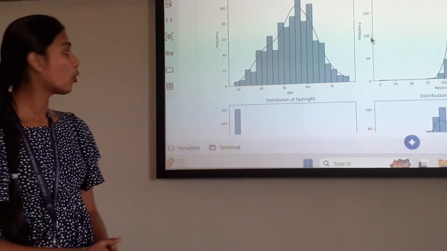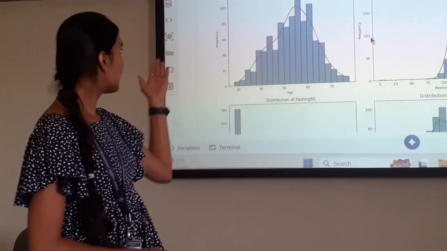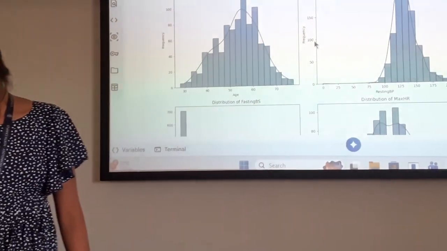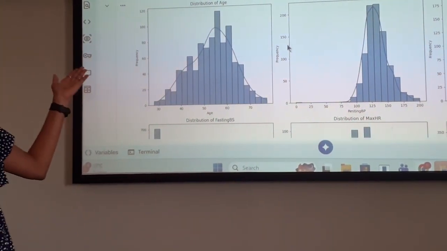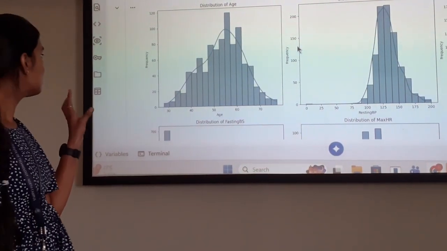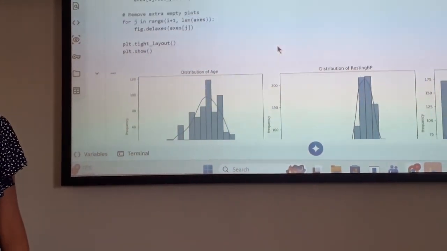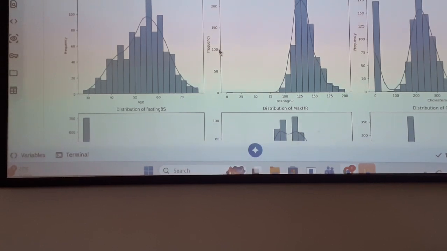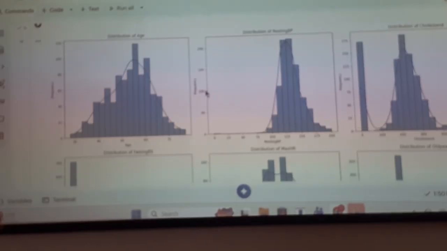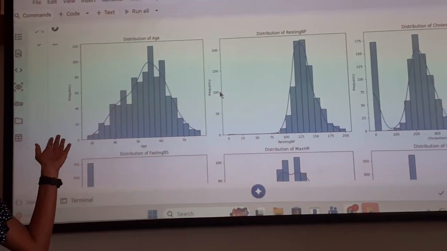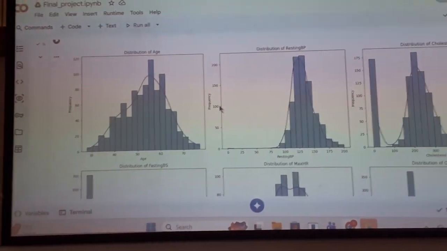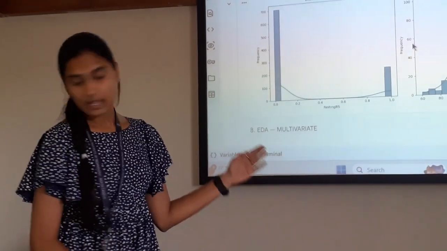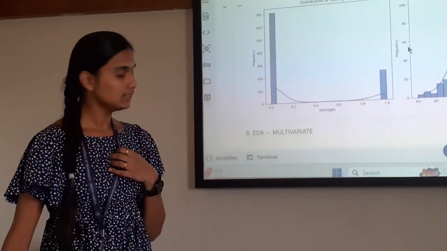These are the histogram plots for age, resting BP, cholesterol, fasting BS, max HR, and old peak. The distribution of age clearly shows at which age people are getting heart diseases: people between the ages of 50 to 70 have heart disease more. For resting BP and cholesterol, cholesterol is between 200 to 400. And moving on, max HR is between 120 to 180.